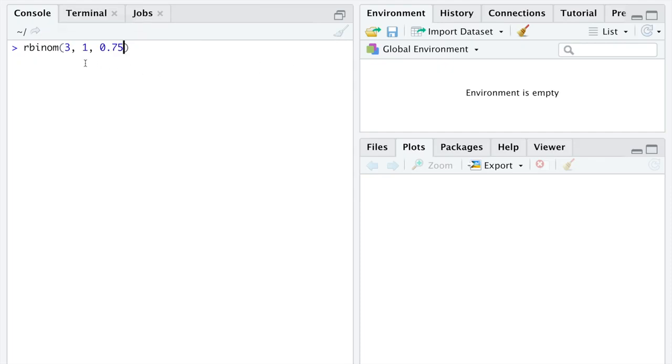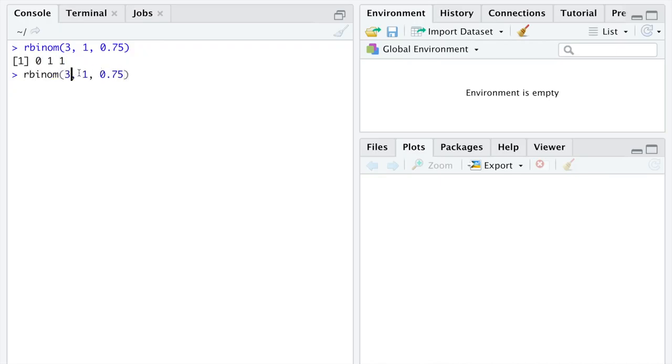So what we're going to do here is pretend like we've taken 3 seeds. We'll leave this as 1 for now. We'll explain what it means in a new video. And there's a probability of success that any one of the 3 seeds will germinate equal to 0.75. So let's see how it goes. On my first random sample, I had 1 seed that did not germinate and 2 seeds that did germinate.